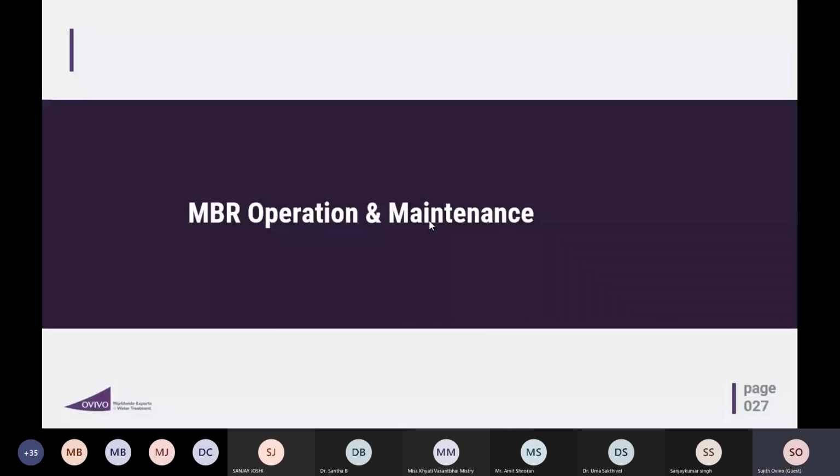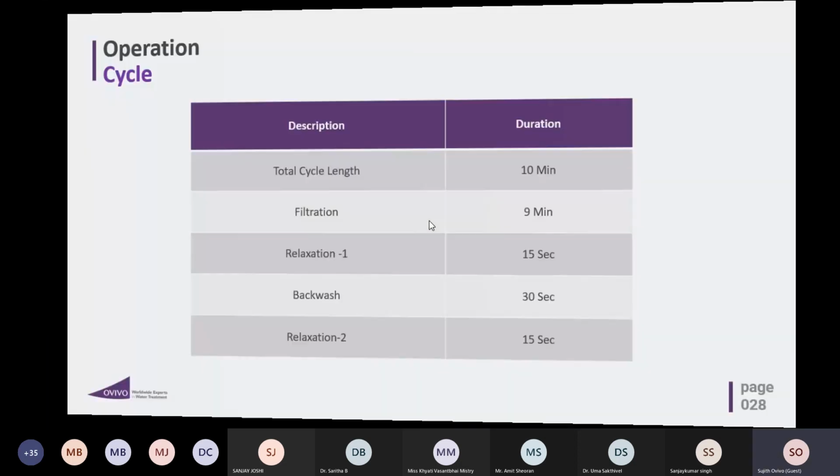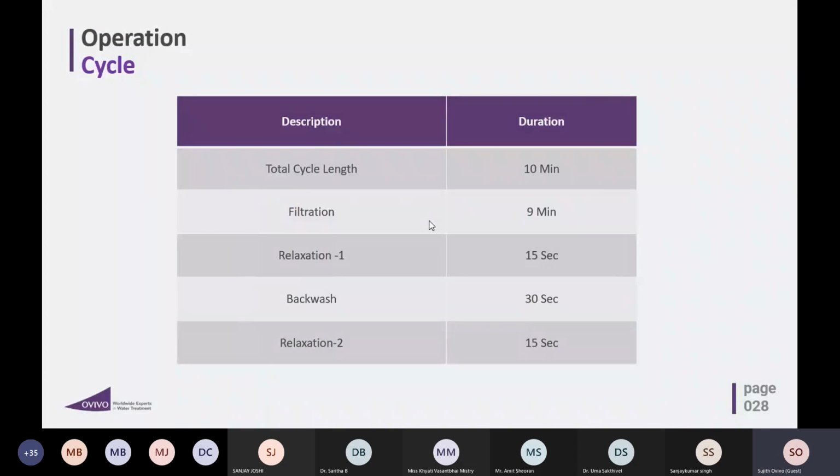Okay. And I'll briefly touch upon the operation and maintenance portion of it. Usually, when you design an MBR system, you need to have some kind of cycle length. Usually, it is 9 minutes of filtration, like you filter the clean water for 9 minutes and do the relaxation. Relaxation is nothing but you're not doing anything. You're not filtering, you're just putting off your suction, staying calm for 15 seconds.